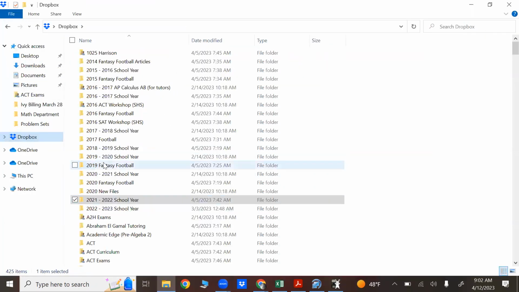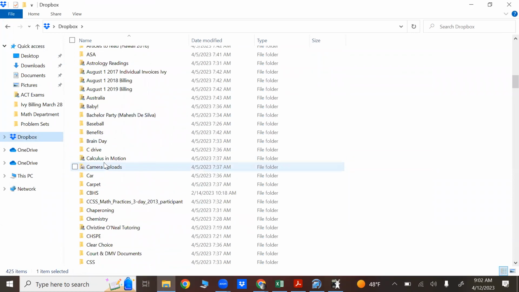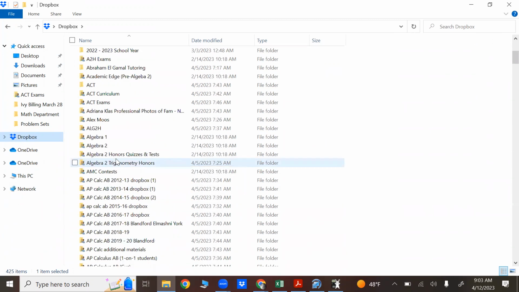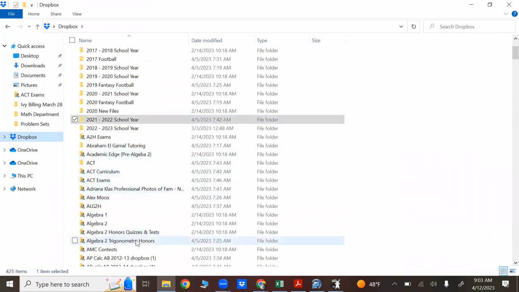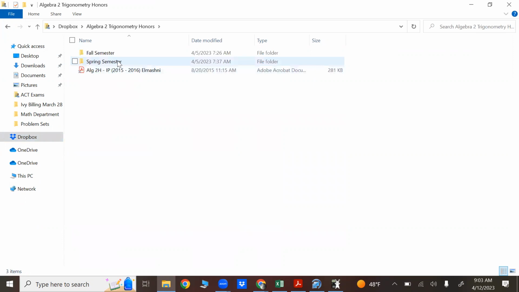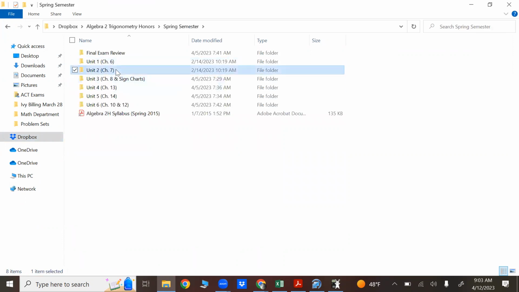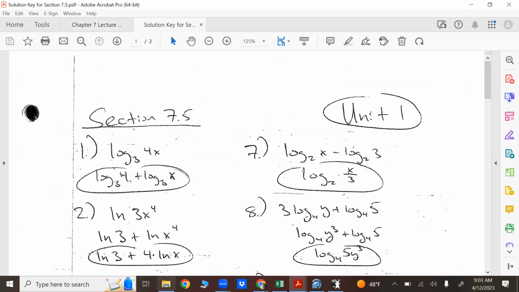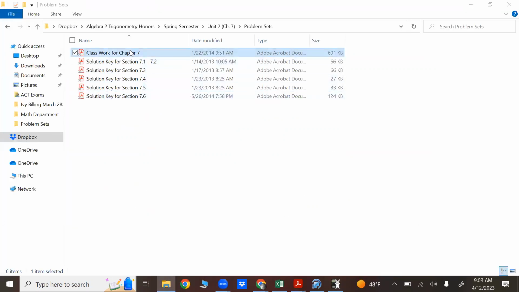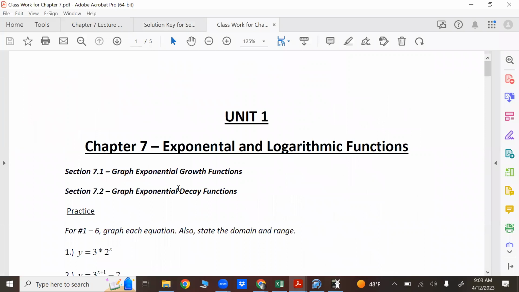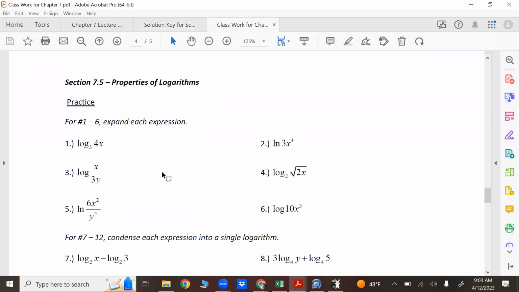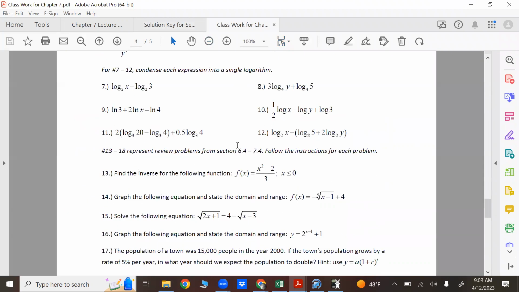So the rest of the class, I want you guys to work on the classwork. You guys should have the classwork problem sets. If not, I have extra copies. That's separate from homework. Homework is a separate thing. But the classwork is right here, 7.5. That's the solution key. I'm going to post it on Schoology as well. So you guys will be working on 7.5.